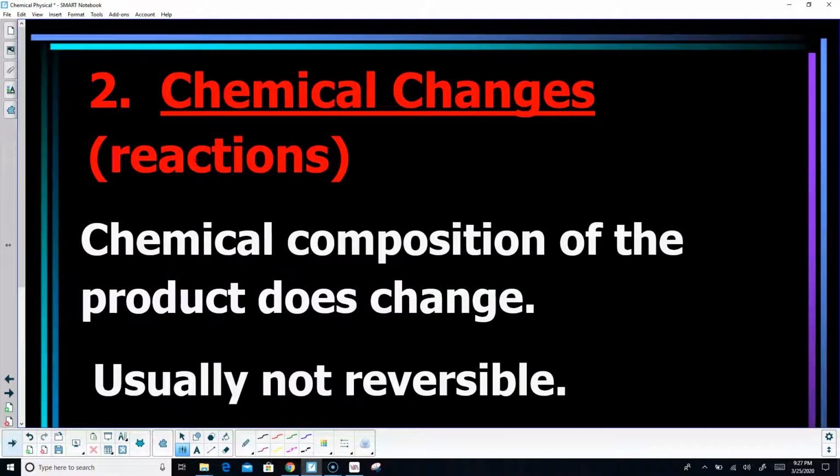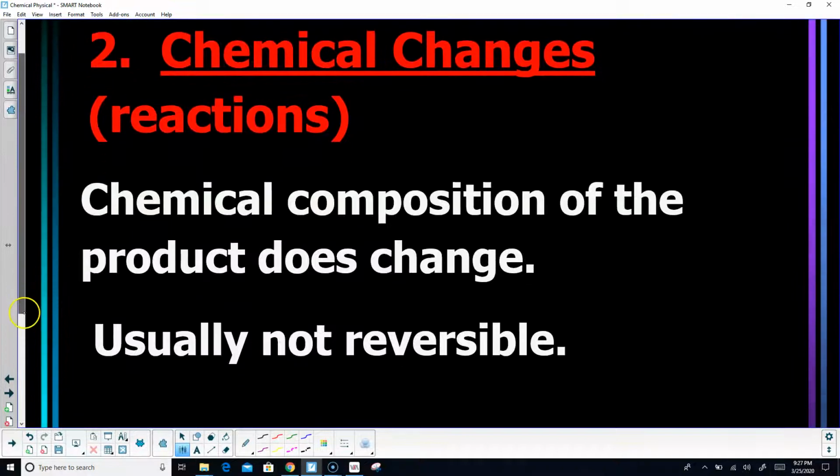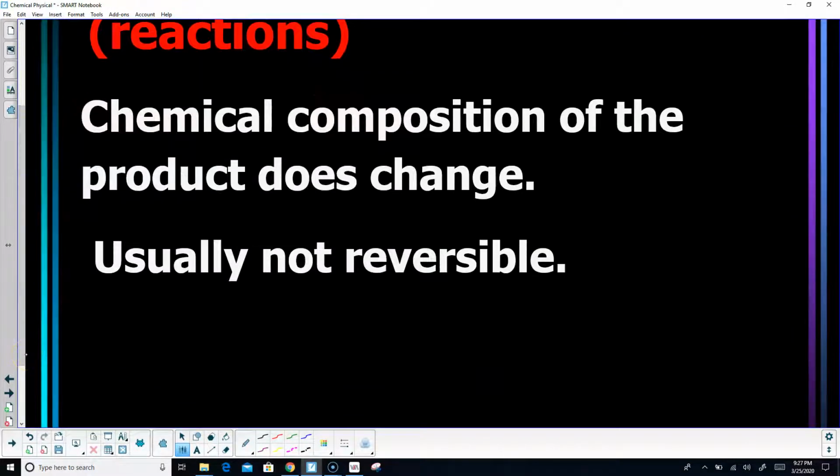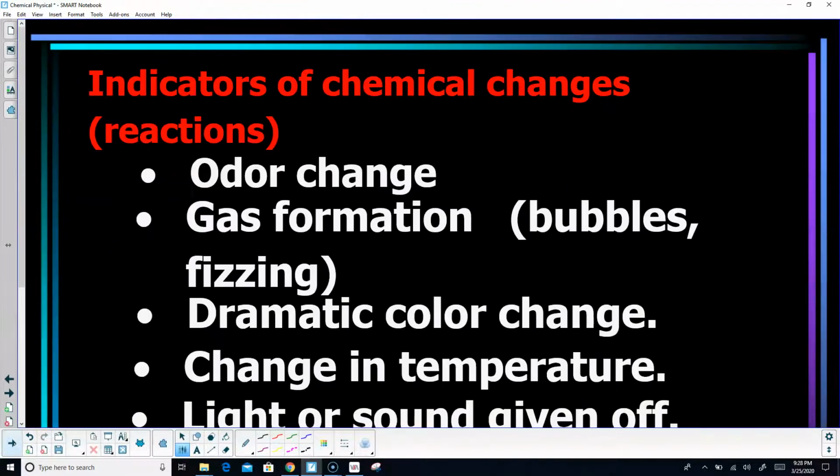Okay, chemical changes or chemical reactions. The thing about chemical reactions or chemical changes is that the composition does change. So it turns into something new. All right, new substances are formed. It's usually not going to be reversible. Once you've done it, that matter has been changed into something else. You usually can't get the beginning material back from it. These are all indicators that a chemical reaction has taken place.